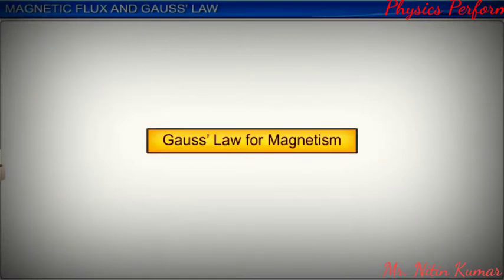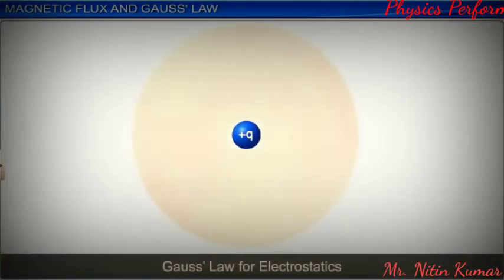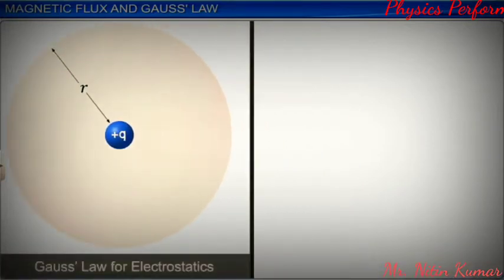Now let's discuss Gauss' law for magnetism. We know that Gauss' law for electrostatics is derived from Coulomb's law. From Coulomb's law of electrostatics, we derive that the electric field strength E is equal to 1 by 4 pi epsilon naught into Q by R square. Let this be equation 3.